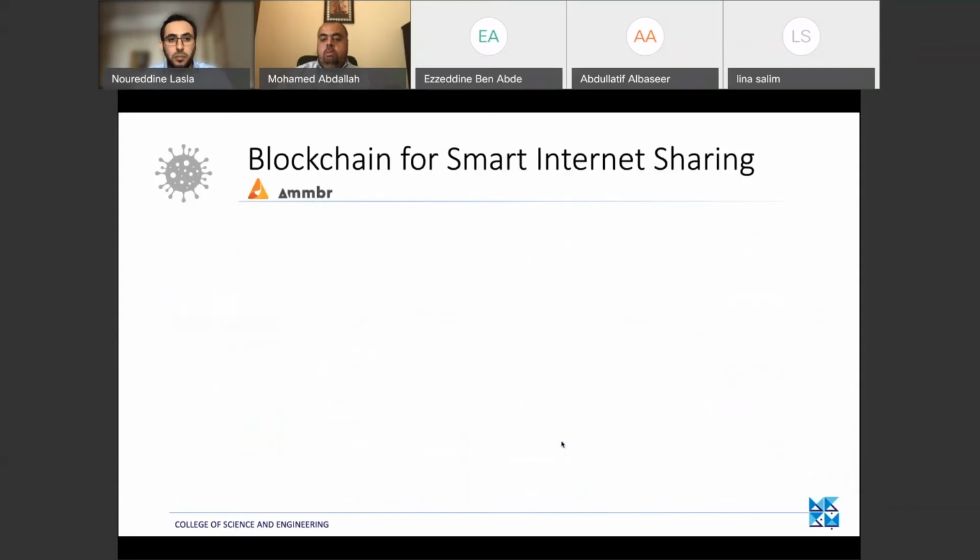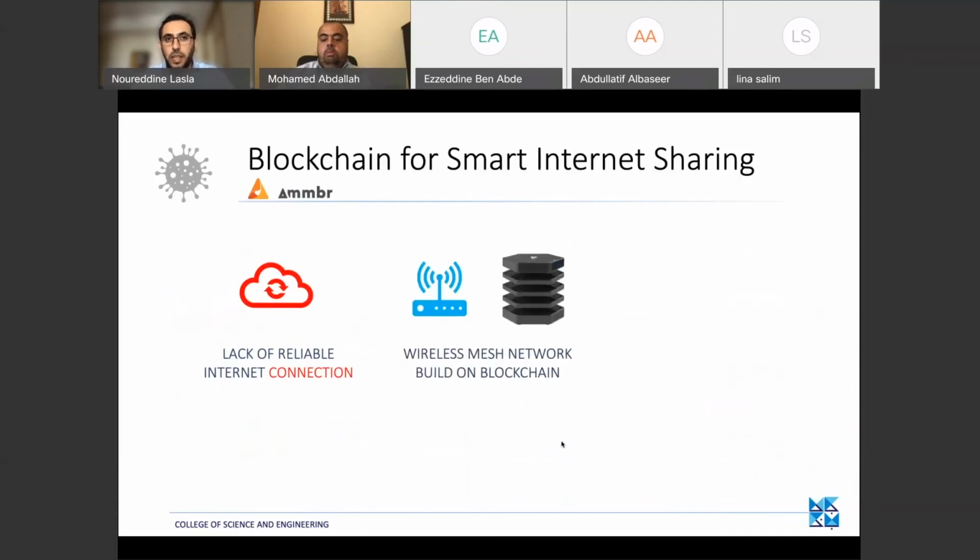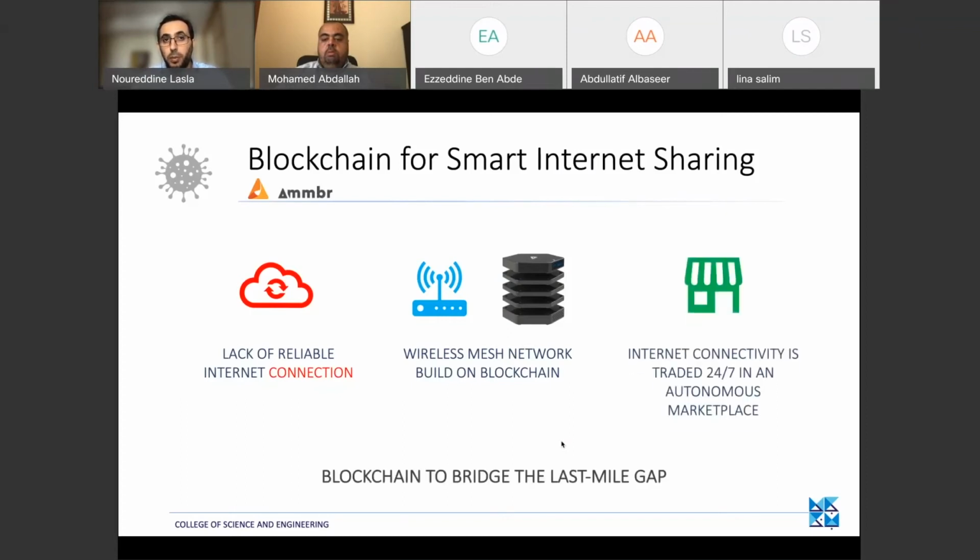So the idea of the Amber project is, in conditions where there is a lack of reliable internet connection, to build mesh networks using specific wireless devices that will host two main functions. The first one is to host the blockchain network, and the second one is to route traffic and connect different users to share their internet connections. Then, by using blockchain, it will be an open trading platform for internet connection.